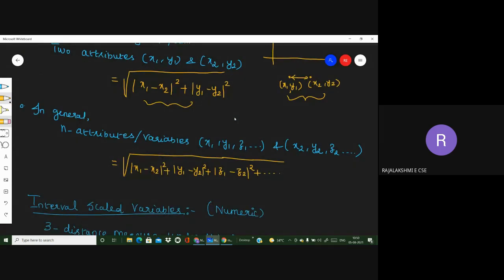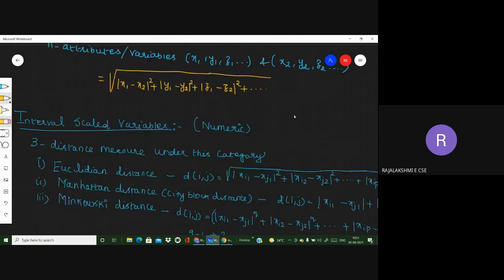We can go for n number of attributes also. For that, the formula is root of (x1 minus x2) the whole square, plus (y1 minus y2) the whole square, plus (z1 minus z2) the whole square. So n amount of attributes or variables can be represented with this distance formula.